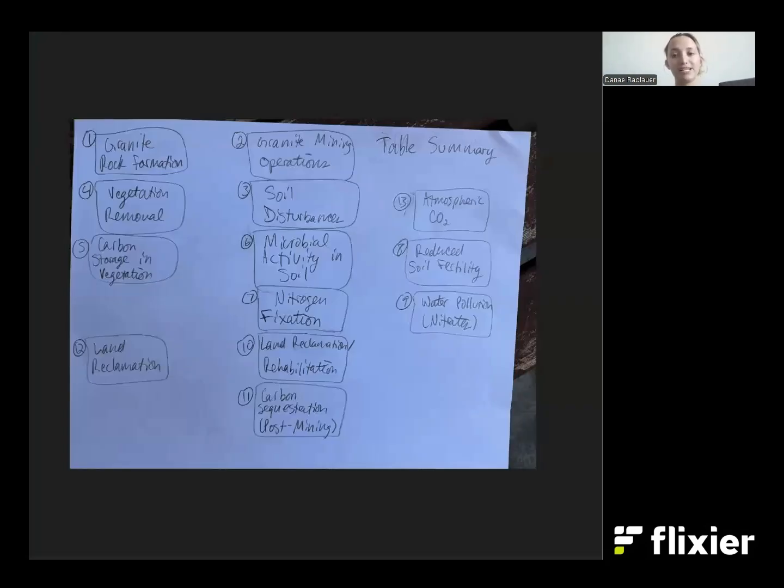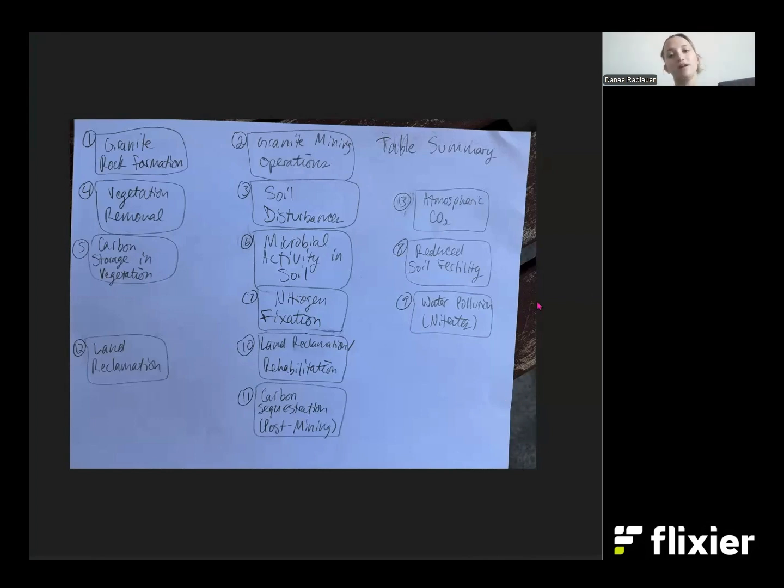Hello, today I'll be presenting a systems level look at how granite mining impacts the carbon and nitrogen cycles. We'll explore the flow of environmental changes caused by mining, the interactions between components, and how feedback loops either amplify or reduce these effects over time. First, allow me to introduce the table and graphics I will be using to explain the role granite mining plays in the carbon and nitrogen cycles.